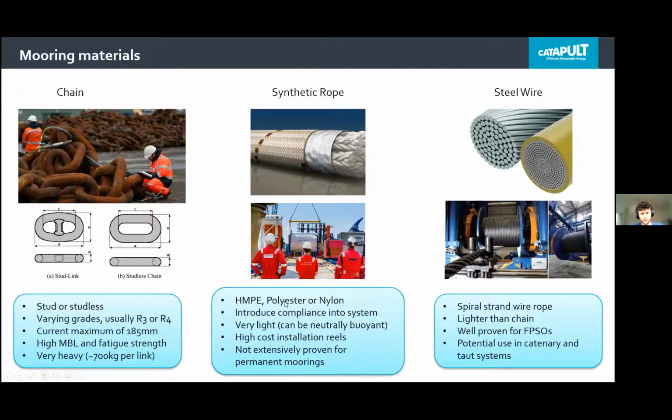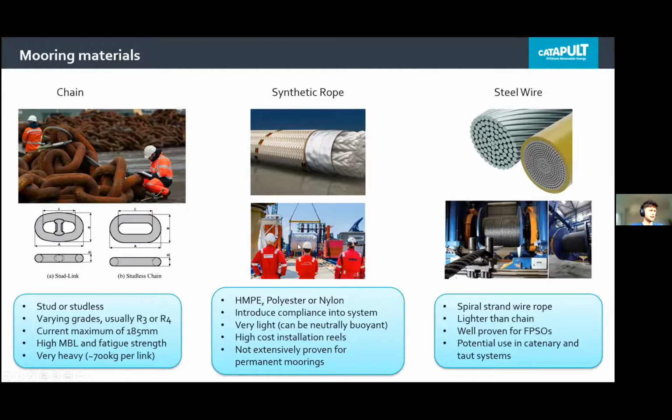Polyester is one of the most common, used a lot in the oil and gas industry. And nylon is one that's having a lot more investigations now. It offers a lot more compliance, potentially good for shallow sites, with the FloatGen project in France using nylon mooring lines. Yeah, these can be very light, can almost be neutrally buoyant in some scenarios, but the high cost installation reels can be a bit of a hindrance.